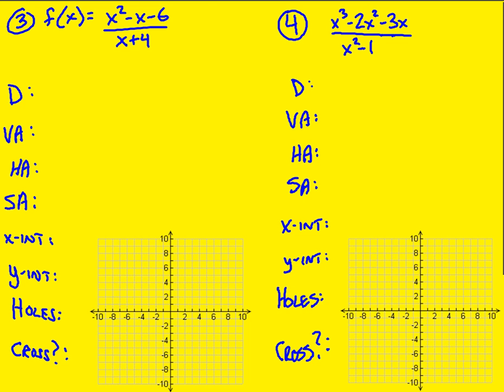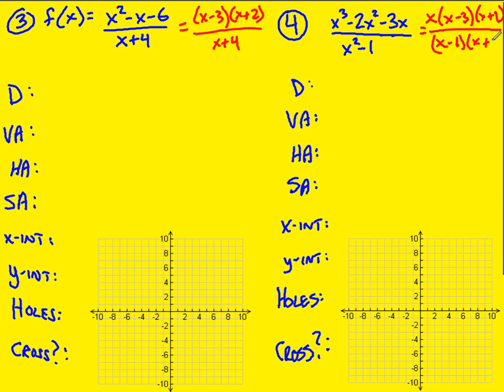Alright, let's see how you did. First things first, factor the top. I would get x minus 3 and x plus 2, and then x plus 4 on the bottom still. For this one here, I can factor out an x, and then I would still have x squared minus 2x minus 3. So I have x minus 3 and x plus 1, I'm sorry. And on the bottom I have x minus 1 and x plus 1.